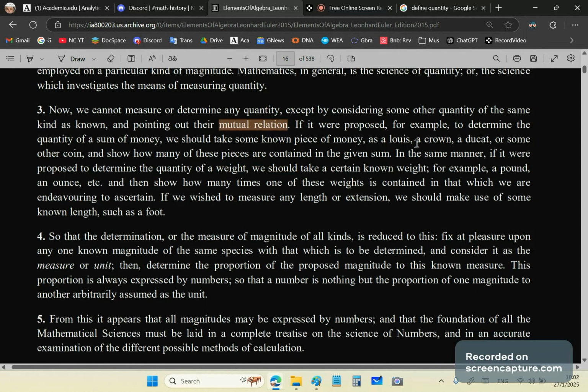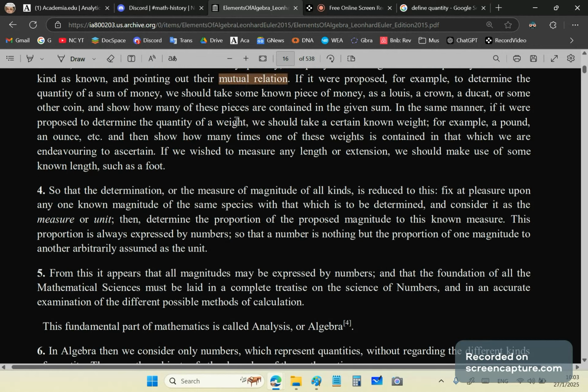And if it were proposed, for example, to determine the quantity of a sum of money, we should take some known piece of money, such as a louis, a crown, whatever, and show how many of these pieces are contained in a given sum. Exactly. Okay. That's where you get number. But you have to build up natural numbers first from ratios of homogeneous magnitudes.